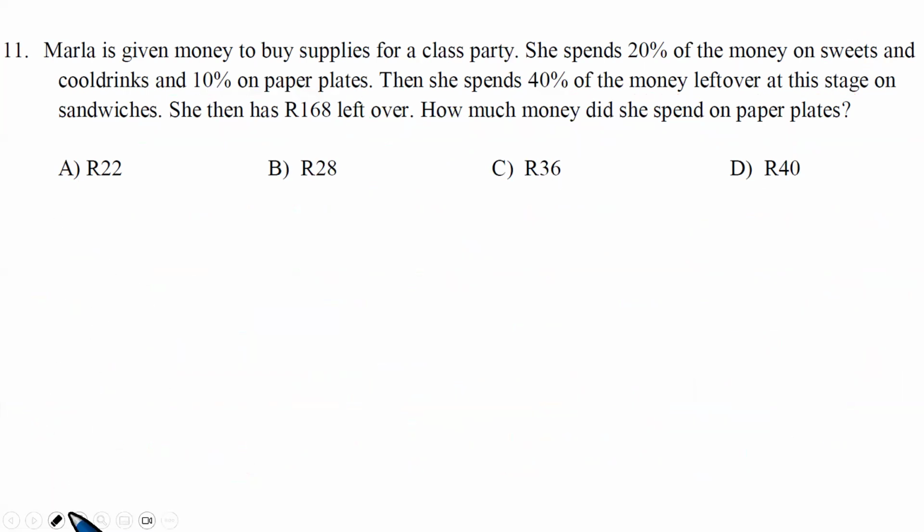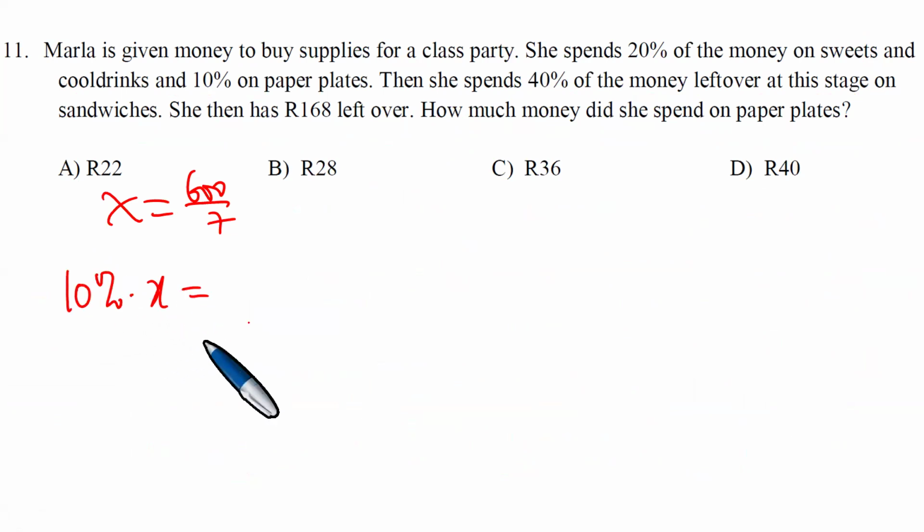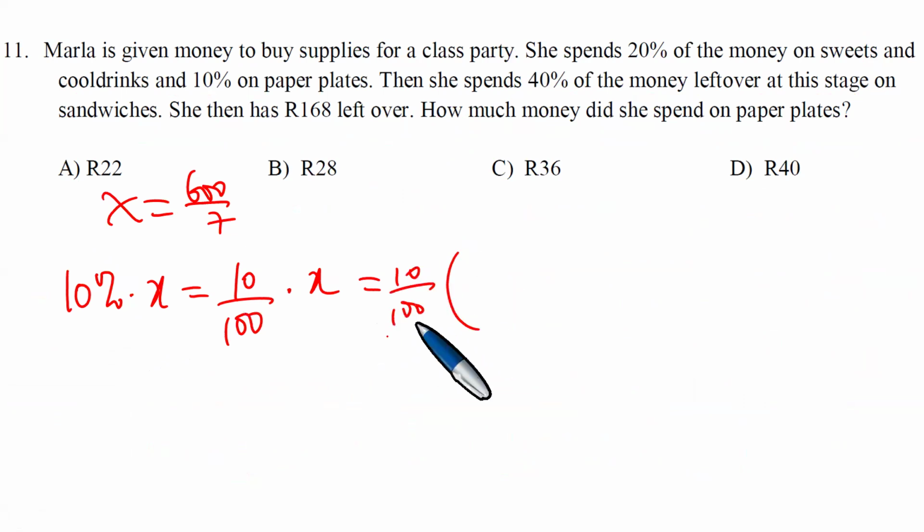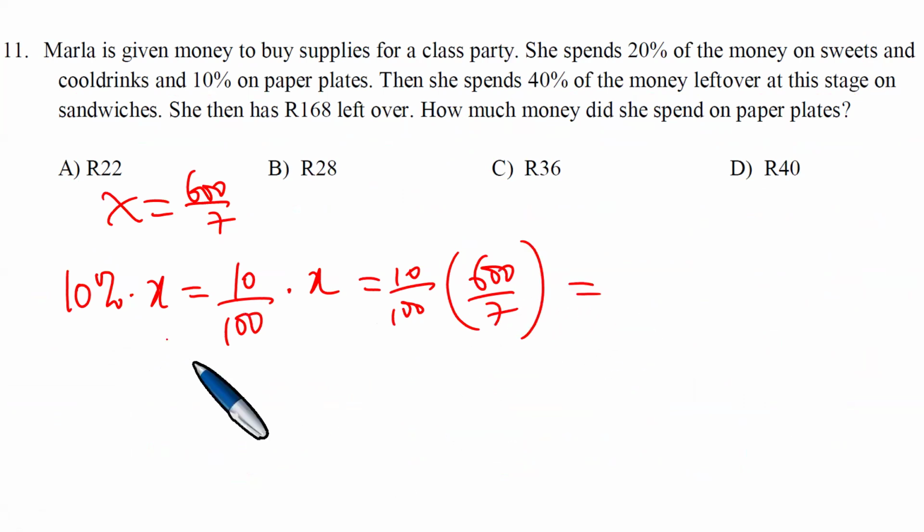Right, so I'm glad that I actually created more space. We're saying x is actually 600 over 7, and we need 10% of the x. That is 10 over 100 times x, where x is 600 over 7. Okay, 10% of the x.